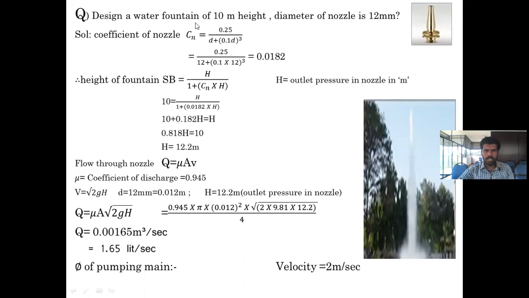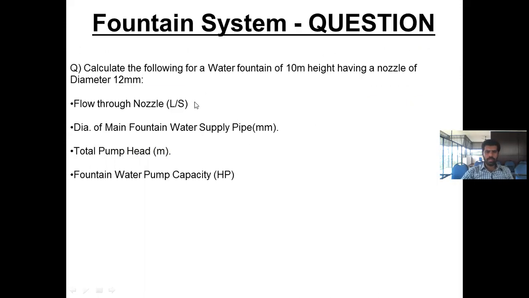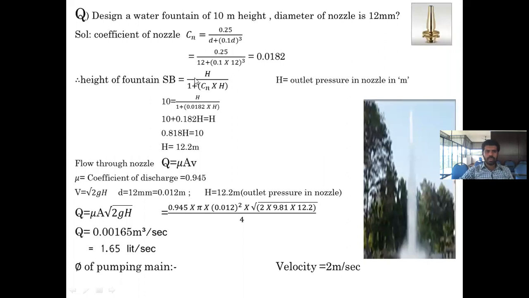So this is the question. Fountain height is 10 meters, and the diameter of the nozzle is 12 mm. First, we have to find the flow through the nozzle. Flow through the nozzle is given by mu into velocity.